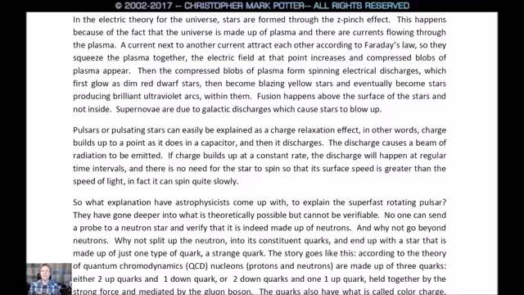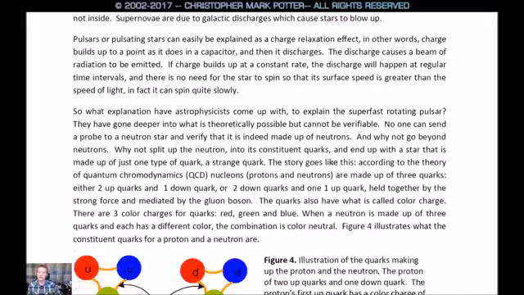The electrical field at that point increases and compressed blobs of plasma appear. Then the compressed blobs of plasma form spinning electrical discharges, which glow as dim red dwarf stars, then become blazing yellow stars, and eventually become stars producing brilliant ultraviolet arcs within them. Fusion happens above the surface of the stars and not inside. Supernovae are due to galactic discharges which cause stars to blow up. This is all very interesting.